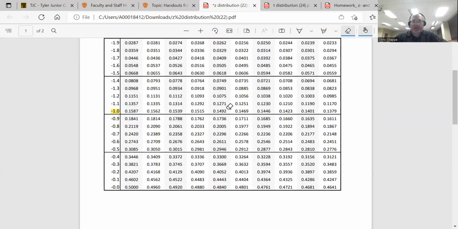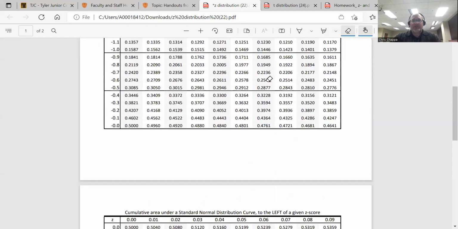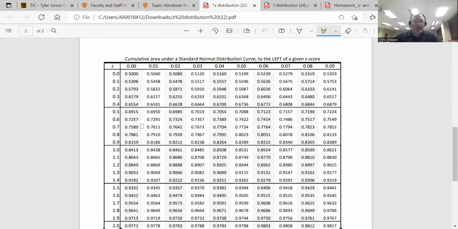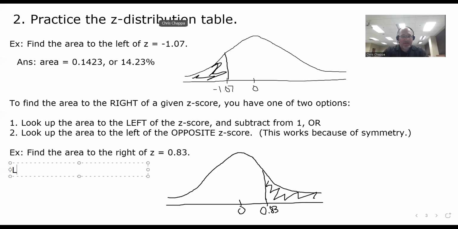If we look to the left of 0.83, well, let's go to 0.83. 0.8 is here, and the 3 is here, and the intersection is 0.7967. But 0.7967 is the left area. So we could say the left area equals 0.7967. So let's fix that.